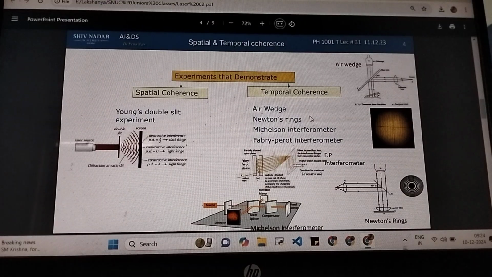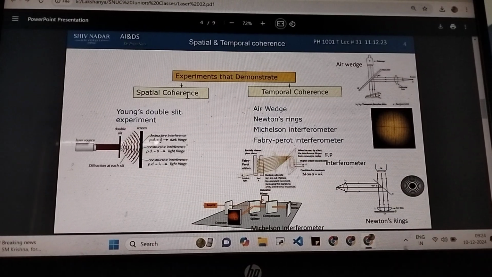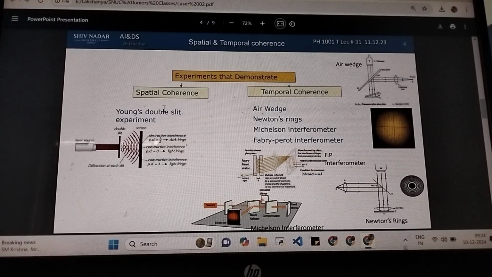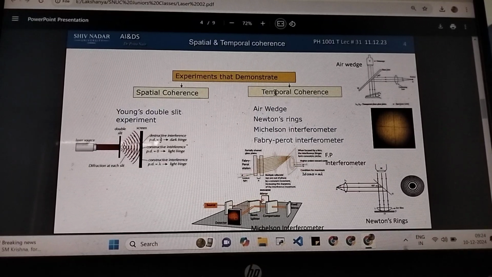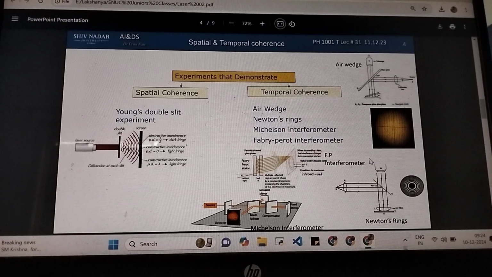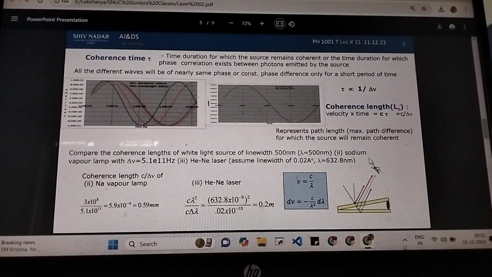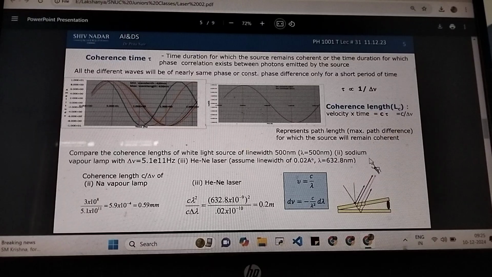These are just a list of experiments which can be used to study coherence. For spatial coherence, we have the YDSE. For temporal coherence, we have these. You can just go through the names. There's nothing much here. You don't need to know the experiments themselves as such. Okay, now coherence time.